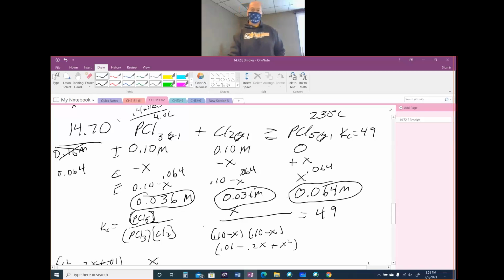If you plug them into your expression, you put in your numbers for PCl5, PCl3, and Cl2, you will get 49. Or again, we did a lot of rounding. It might be 50, it might be 48, but anyway, it'll be very close to the number 49.